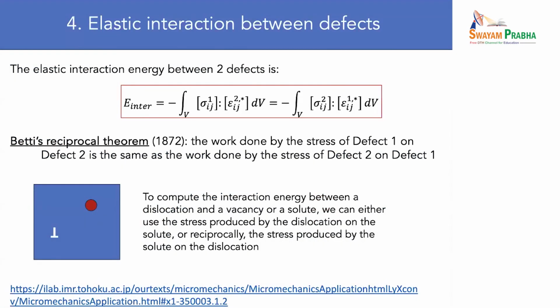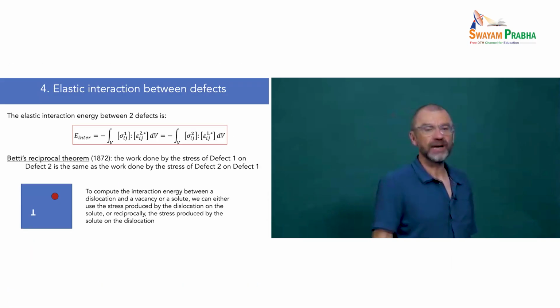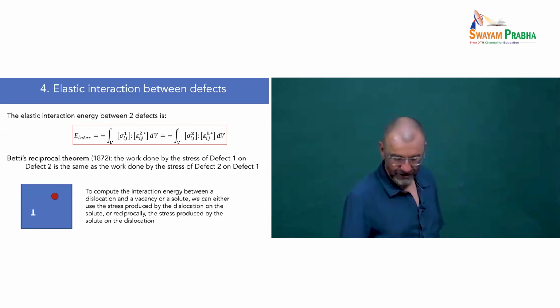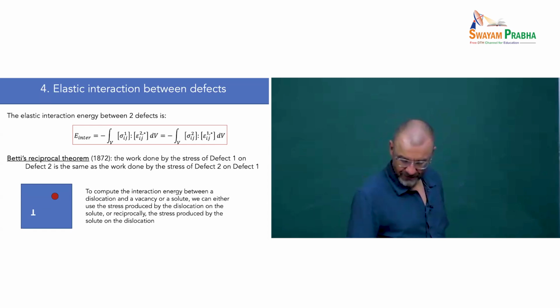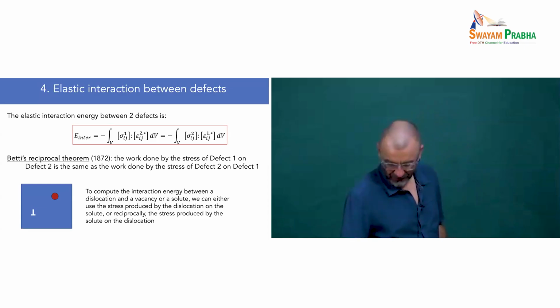I just wanted to finish. So we've seen how to model elastically different defects. Now, once we have that, what do we do with it? The main application is to use these eigenstrains to compute elastic interactions between defects. And so how does that work?